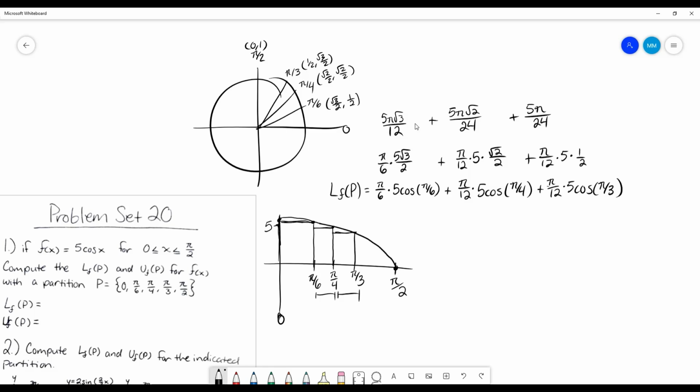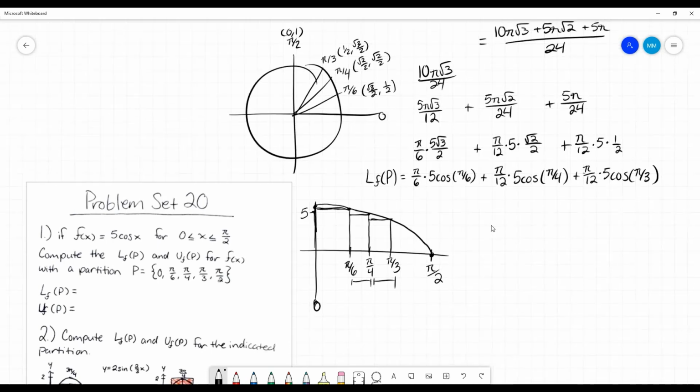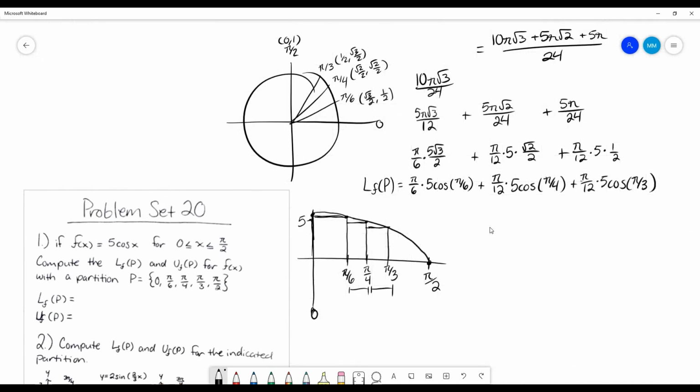Obviously, we've got an easy common denominator here. Just make this one over 24. So it's going to be 10 pi square root of 3 over 24 because we're just doubling that. Plus this and plus this is going to be, let's see, I don't know that we can really combine them together, all over 24.